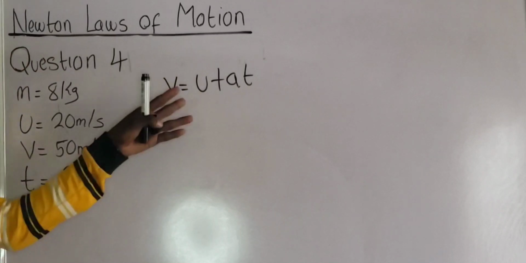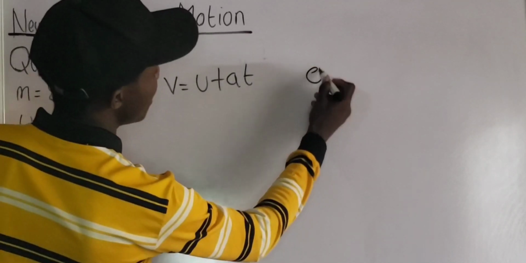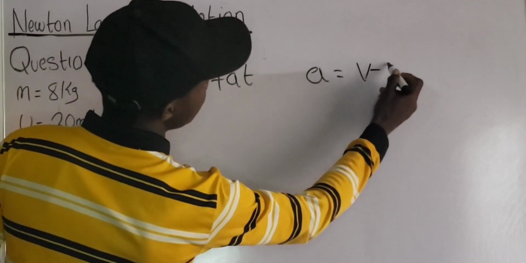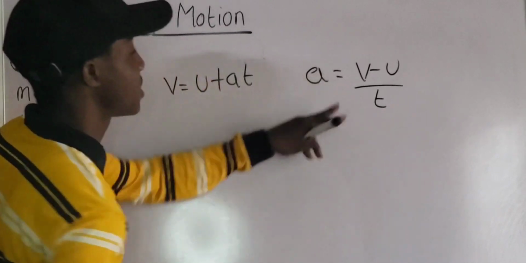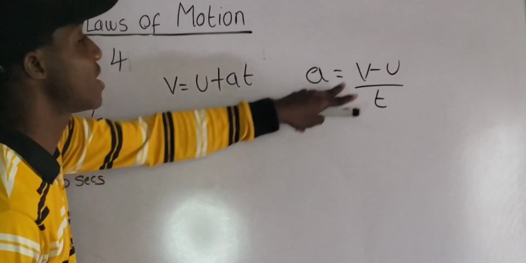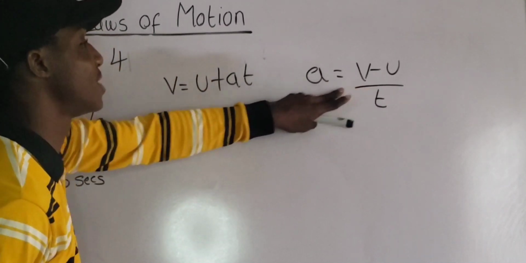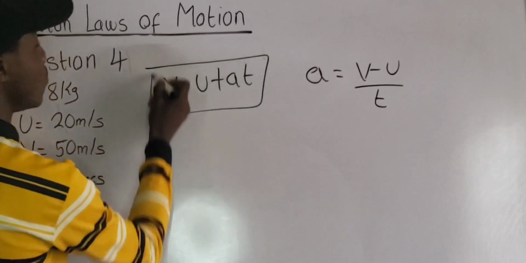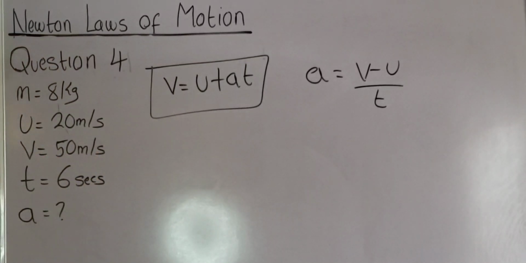You can make use of this formula, and you can also make use of this one: a equals v minus u all over t. That is, acceleration is equal to change in velocity over time. If you make the final velocity the subject of the relation, you are going to get the first equation. Do you understand? Okay, let us proceed.